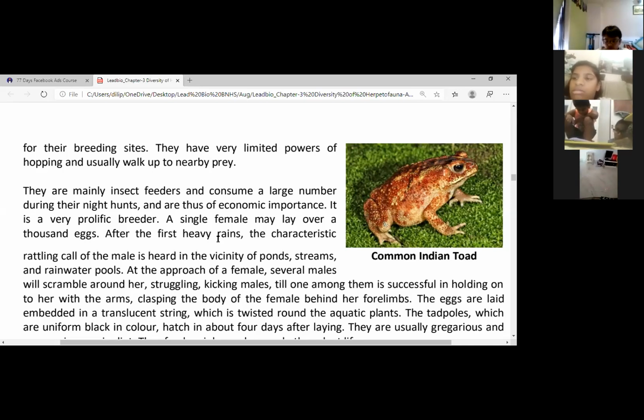Okay, so take this as a homework. Toads are poisonous. Some toads. So let's take this as a homework: what is the difference between a toad and a frog?